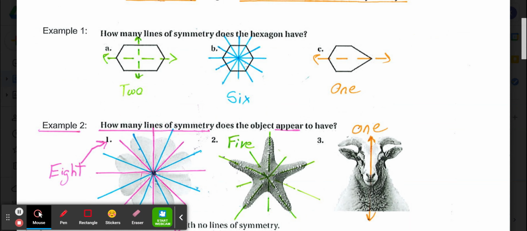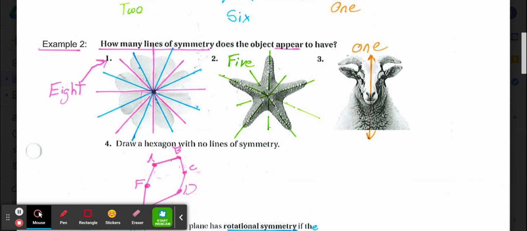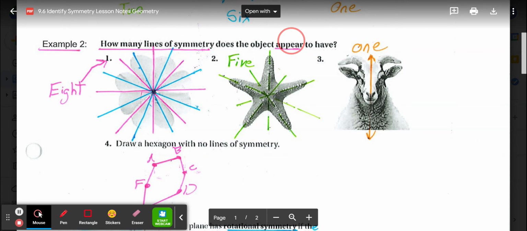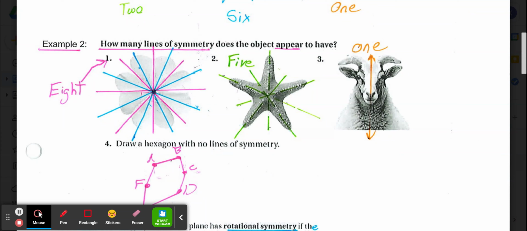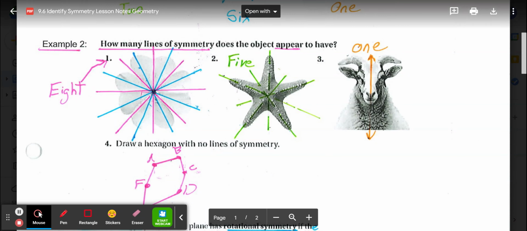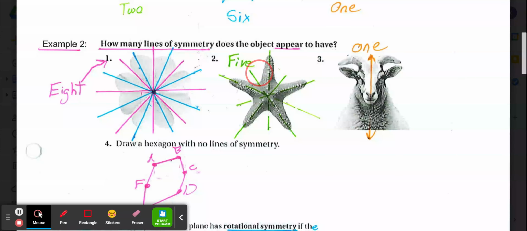Then, moving down to example 2, it asks how many lines of symmetry the object appears to have. It may not have exact perfect line symmetry, but how many does it appear to have if we're not going to take the time to measure all the angles, sides, and so on? This first one, the floral piece, or flower, looks to have 8 different lines of symmetry. The starfish appears to have 5 lines of symmetry, and the mountain goat has 1 vertical line of symmetry.